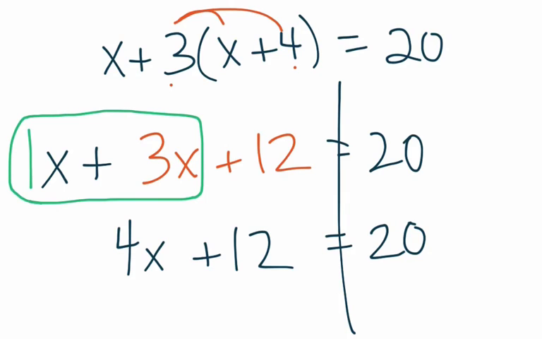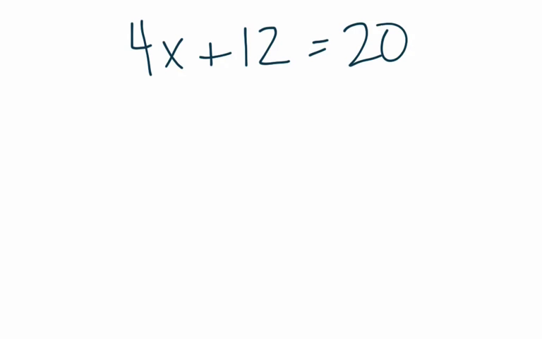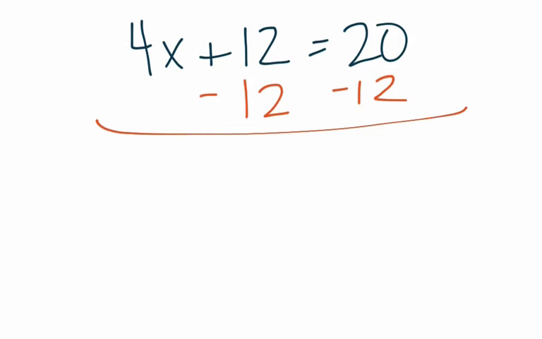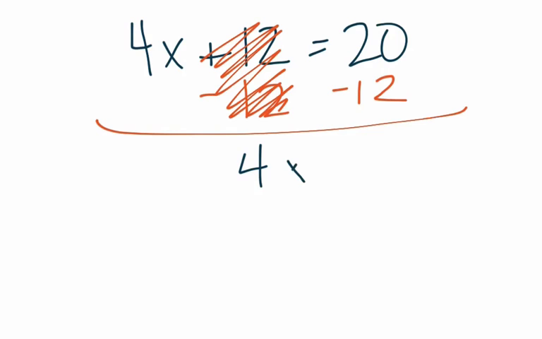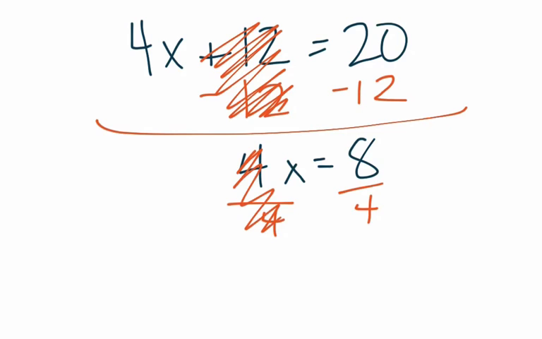So go ahead and try to solve it for yourself, and I'll solve it, and we'll see if you got it right. So 4x plus 12 equals 20. So I'm going to subtract 12, and these go away, and I get 4x equals 8. Then I divide by 4, and I get that x equals 2.